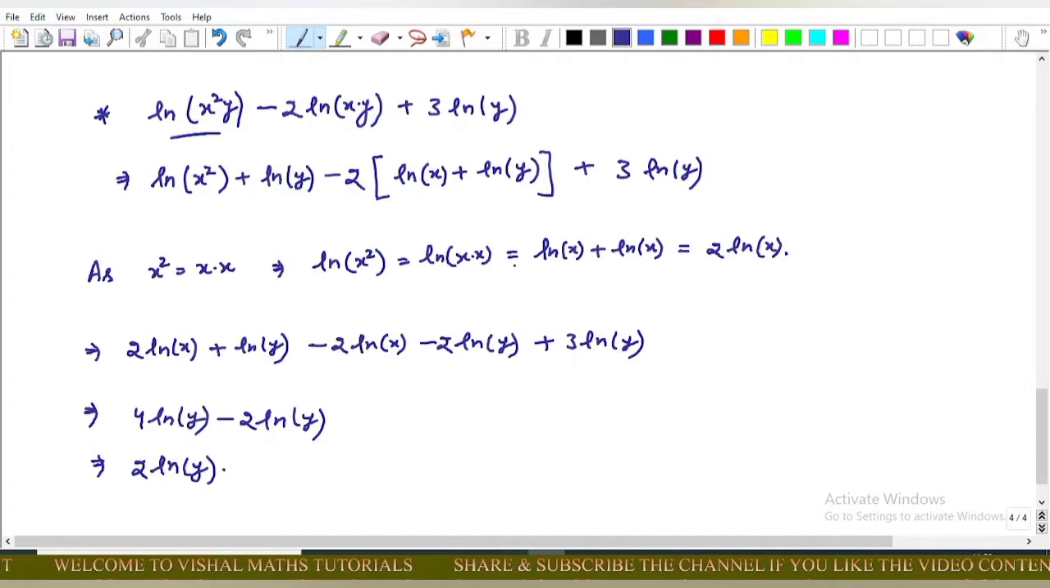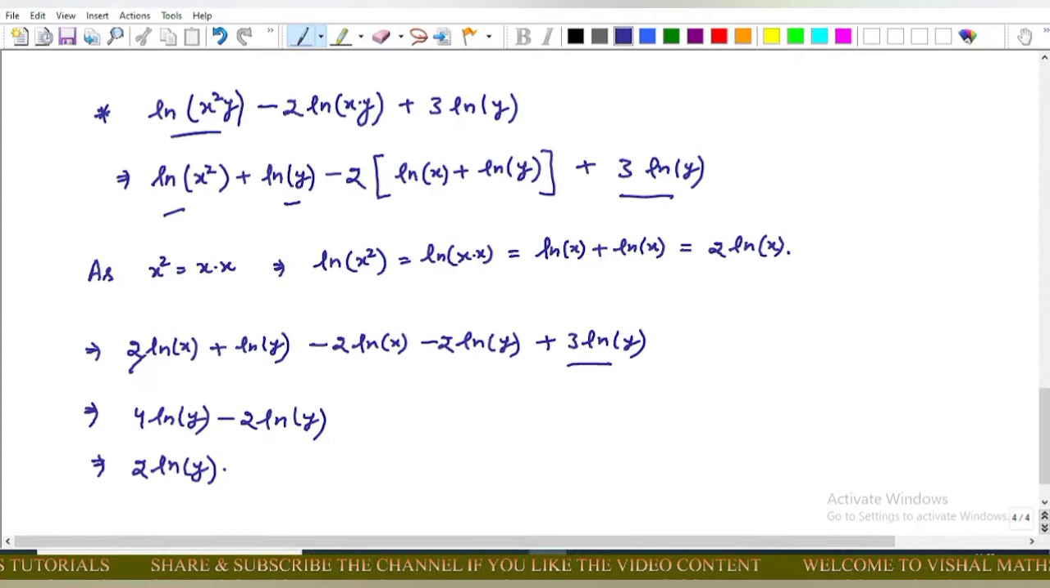Using the result, we have logarithm of x plus logarithm of x. This implies 2 times logarithm of x. So from this we have 2 times logarithm of x plus logarithm of y, and minus 2 times logarithm of x and minus 2 times logarithm of y, and this 3 times logarithm of y as it is.